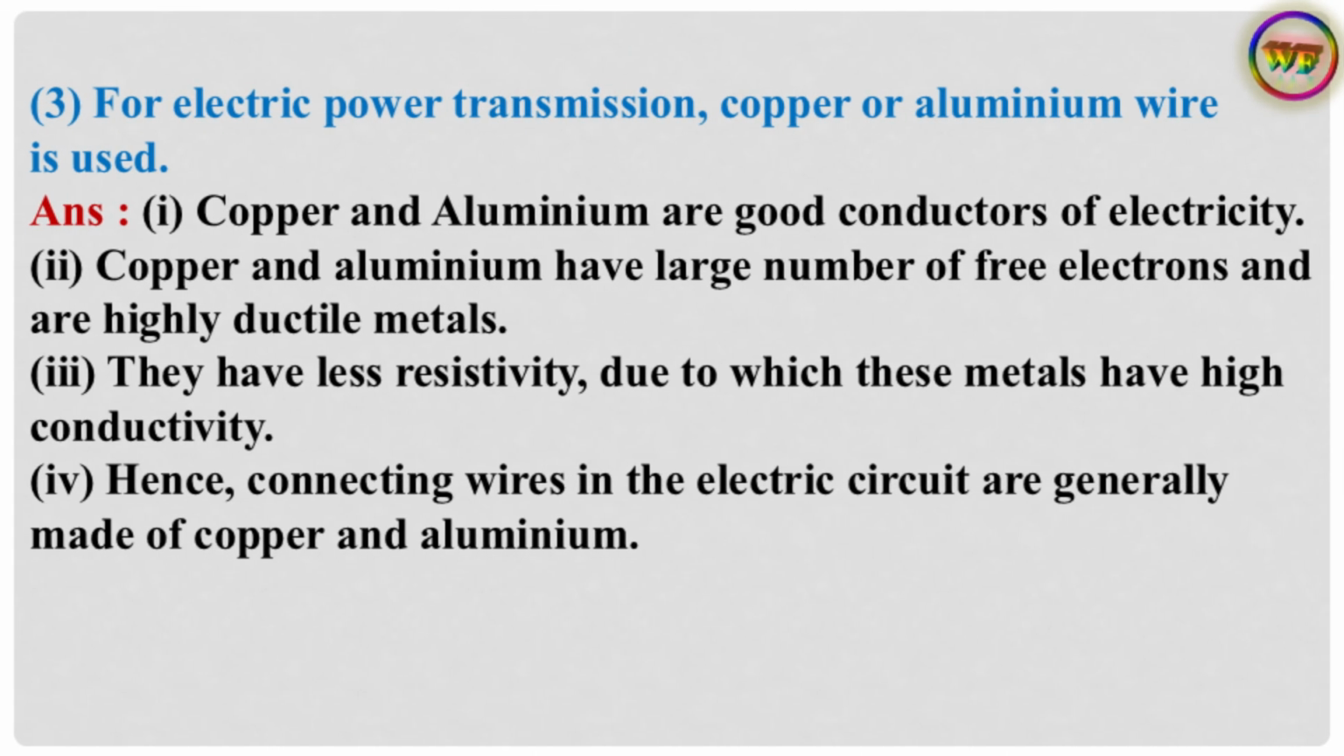Sub-question 3. For electric power transmission, copper or aluminium wire is used. Answer. Point 1. Copper and aluminium are good conductors of electricity. Point 2. Copper and aluminium have a large number of free electrons and are highly ductile metals. Point 3. They have less resistivity, due to which these metals have high conductivity. Point 4. Hence, connecting wires in the electric circuit are generally made of copper and aluminium.